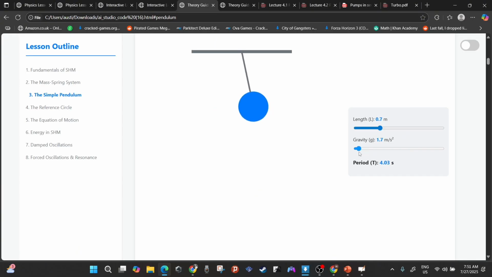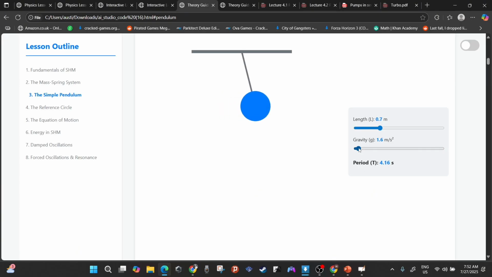If I remember correctly, the gravity on the moon is 1.6. Just give me a second. But yes, notice how with the same length but a lower gravity, the period has increased. It now swings much slower, as we can see, because the gravity has decreased. Just for reference, this is 4.16 seconds for the moon.